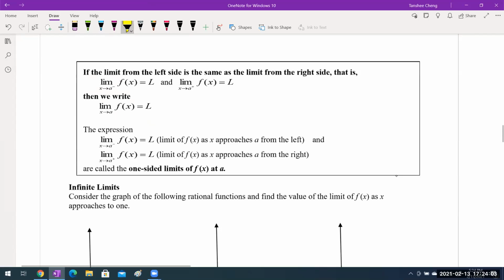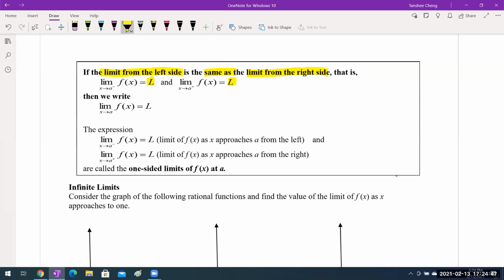If the limit from the left-hand side is the same as the limit from the right-hand side, that means the limit as x approaches a from the left-hand side of the function is equal to L, which is the same number as the limit as x approaches a from the right-hand side of the function. Then we say that the function has a limit value at that particular point. So the limit as x approaches a of f of x is equal to L.